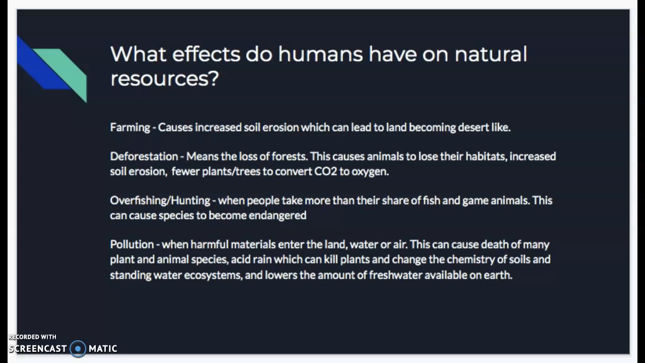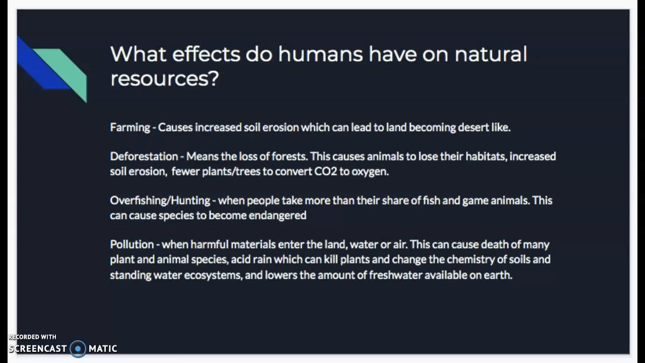But when we clear cut, when we chop down mass amounts of forest, this causes plants, animals, and fungus to lose their habitats, to lose their homes. If they live in the forest and the forest gets cut down, they lose their homes. This can also increase soil erosion. Trees keep soil in place and help with nutrient cycling in the soil. So if you get rid of them, you tend to hurt the soil as well.